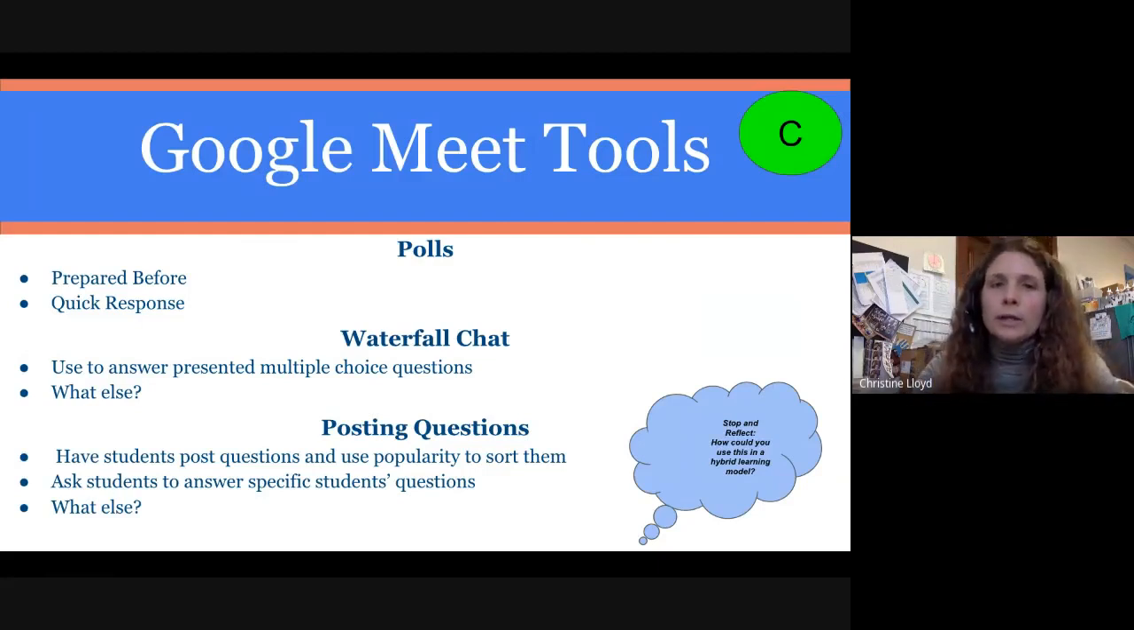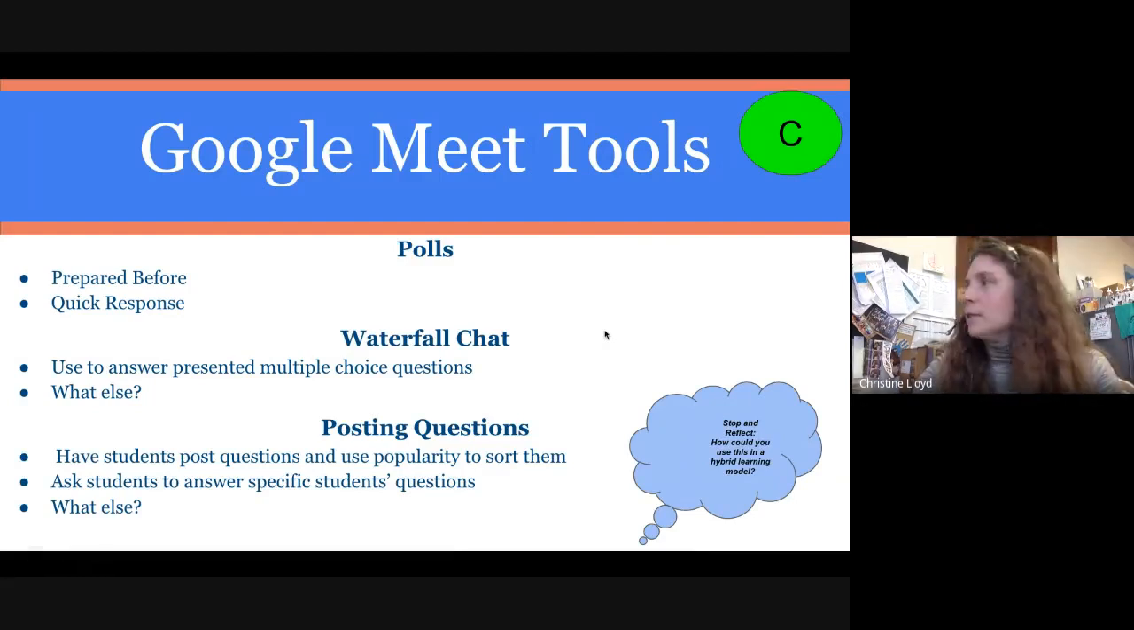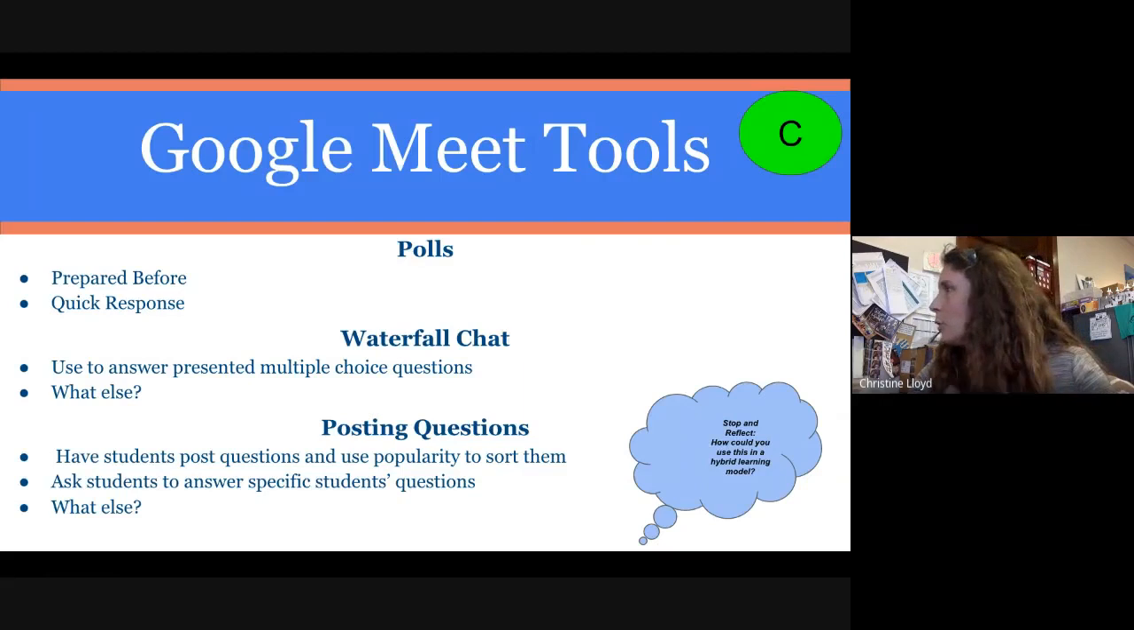So the next one is the Google Meet tools posting questions. This is great because students get to post questions, and as the teacher, you can sort them by popularity. You can ask students to answer other students' questions once you have them in there. It's also a great formative assessment because it allows you to see what students are making sense of.